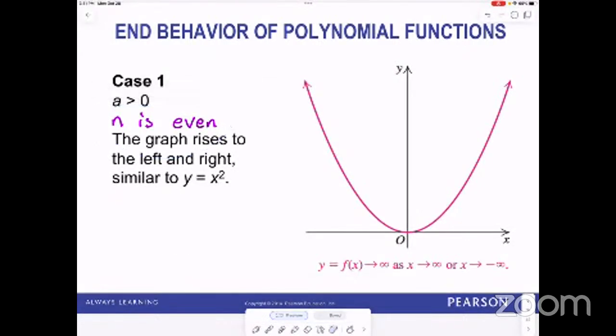Okay, so in this case, we have a positive a, and our n is even. If we consider the power function f of x equals ax to the n, that leading coefficient a is positive. A positive leading coefficient means our graph goes up to the right. N is even means the other side is the exact same. So if a is positive, we go up to the right. Because n is even, the other side does the exact same, so we go up to the left. Okay? So that's where a was positive.